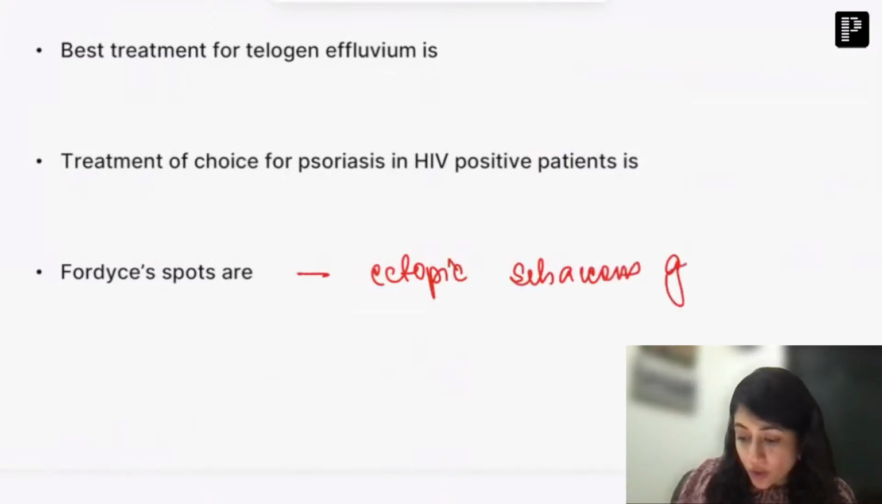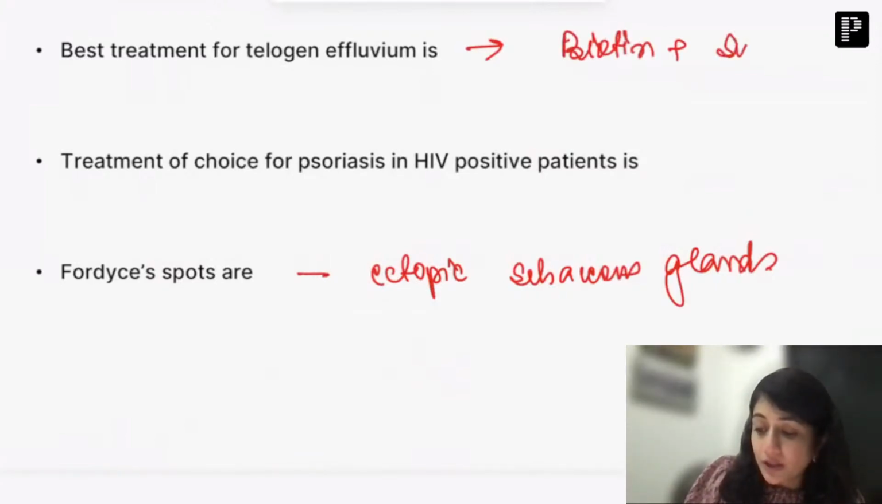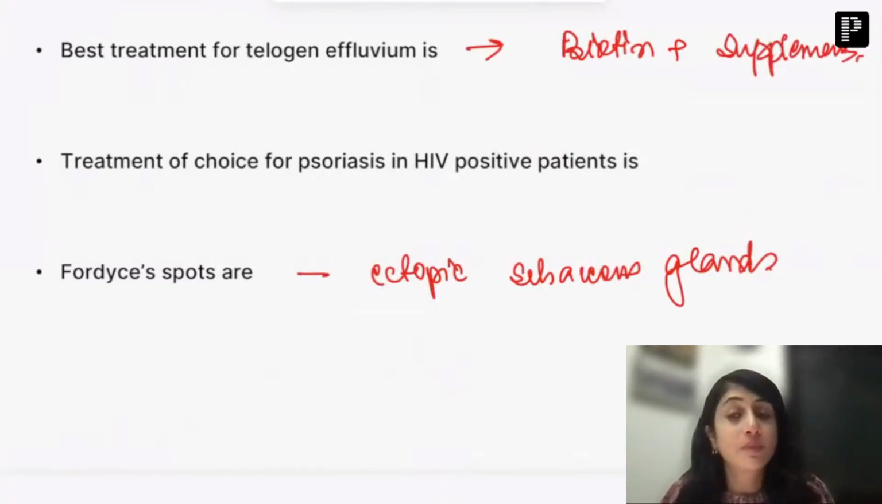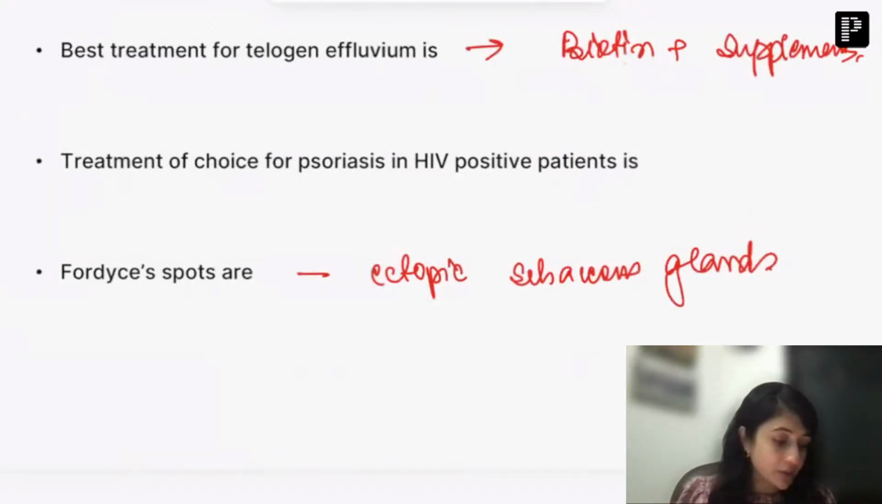What about other two questions? So best treatment for telogen effluvium is biotin plus supplements. You do not require any treatment. You just need to counsel the patient and give them biotin and supplements. No minoxidil needed because telogen effluvium happens because of some reason which is gone. Your hair would recover again. It's just a hair cycle disturbance.